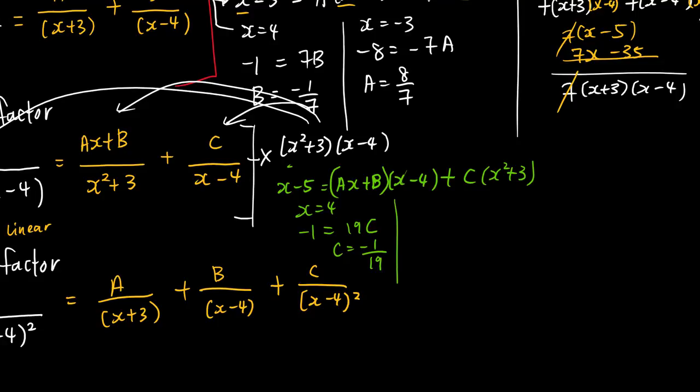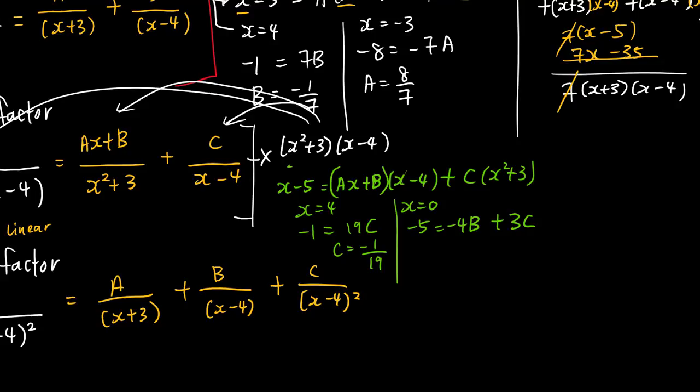Then maybe I substitute x equals 0 because I want to make a become 0. So if I substitute x equals 0 here, I get -5. Here I will get 0, so I'm left with b here. So this is -4, right? So we get -4b. And over here, we still have the 3c.